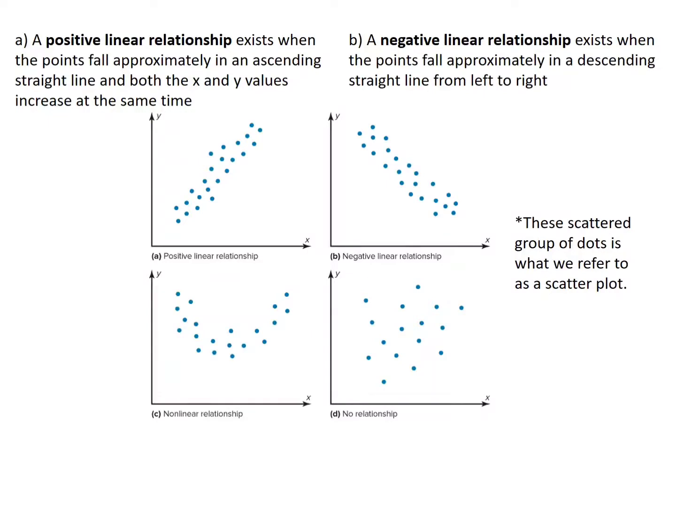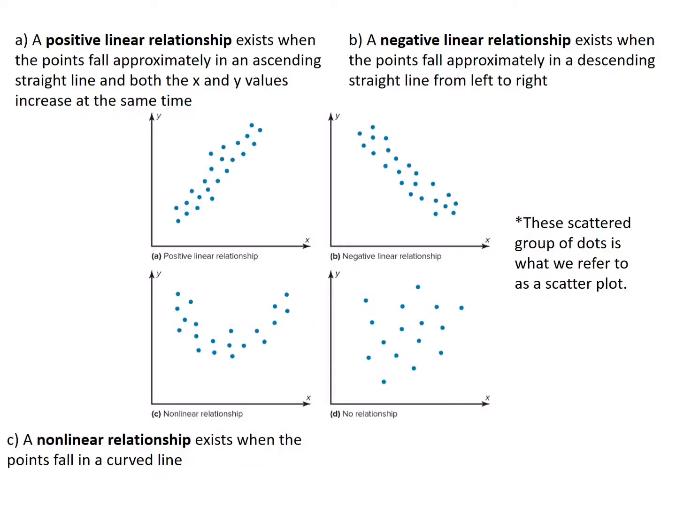For C, a non-linear relationship exists when the points fall in a curved line. So anything but a line would be non-linear. So if you look at a scatter plot and it does not look like a line, so it looks like a C shape, U shape, V shape, any type of shape that's not a line, that is a non-linear relationship.